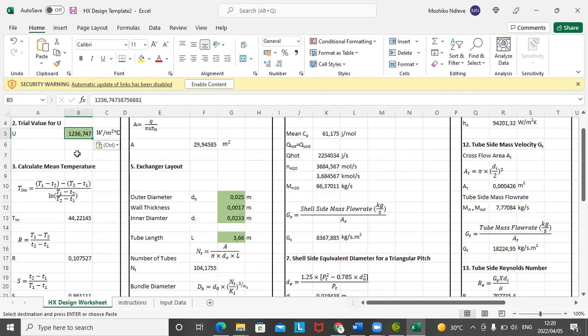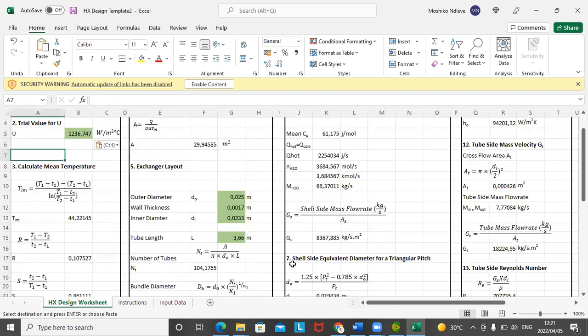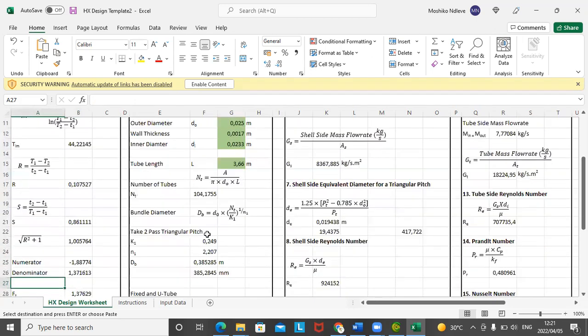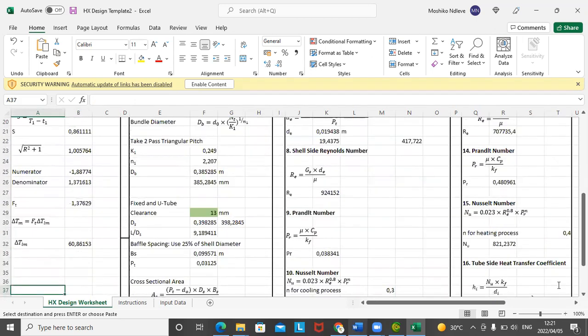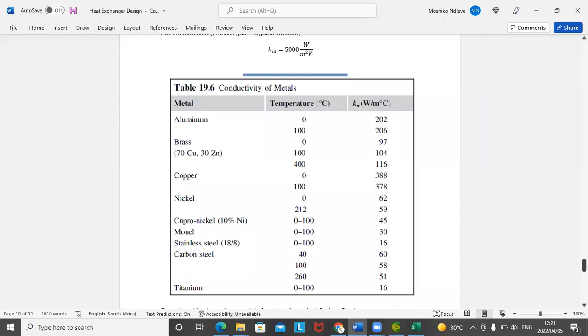And what do we mean by converge? Until the estimated U value, the trial U value, and the new U value are exactly the same. Let's go back again. Now they are the same. And our L over D is still below 10. Now you come back to your instructions. That's actually it for this lesson.